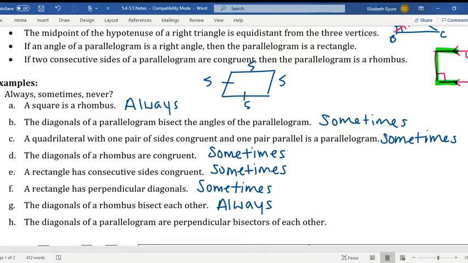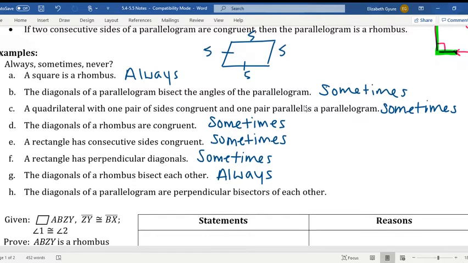The diagonals of a parallelogram are perpendicular bisectors of each other. So they're bisecting and making right angles. What do we think? Is there a theorem that talks about bisecting, or perpendicular?